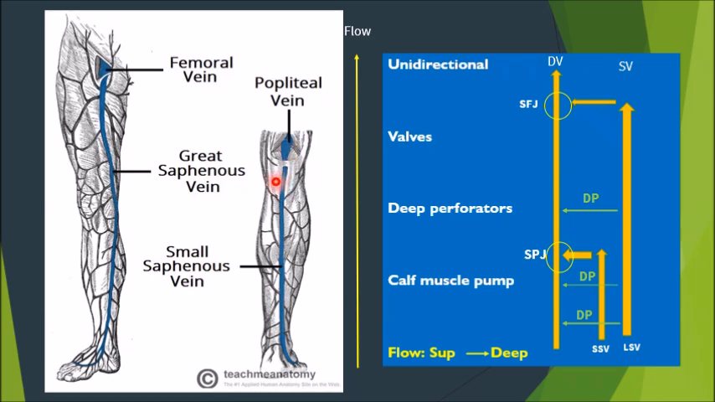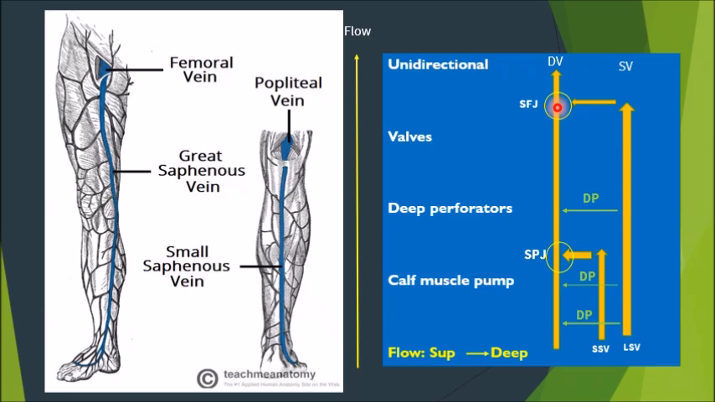Okay, now this chart here shows you the flow of the blood, and how the occlusion of this SF junction will help you diagnose the condition. Okay, so this is the deep vein. Then this is your superficial vein, which consists of the long saphenous and the short saphenous vein. The short saphenous vein empties into the popliteal vein at the posterior part of the knee joint. And then the long saphenous vein empties into the femoral vein at the SF junction in the groin.